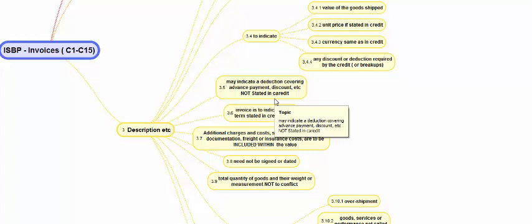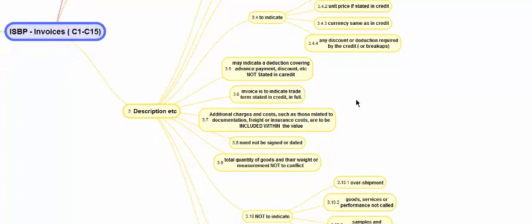So that is acceptable. The deductions in the invoice on the total value is acceptable, whether it is stated in the credit or not. If stated in the credit, it should compulsorily mention. If not stated in the credit, it need not mention, but if it mentions, it is okay.